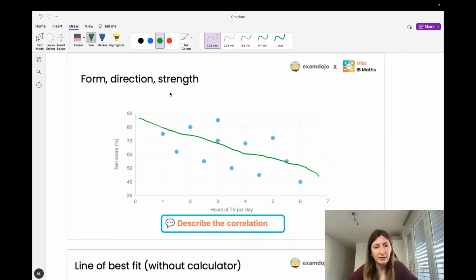So yeah, that is linear. There is some kind of linear relationship there. It is negative indeed. And yeah, this is weak. Very nice. Well done.